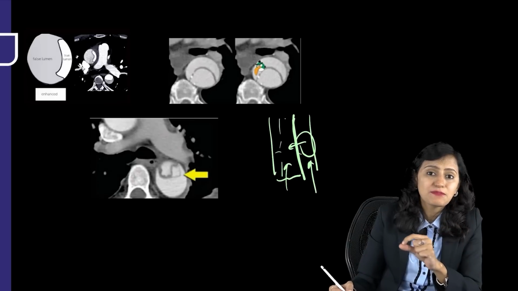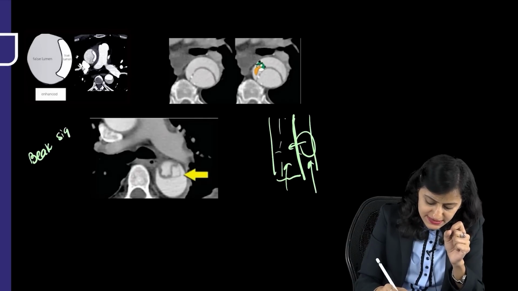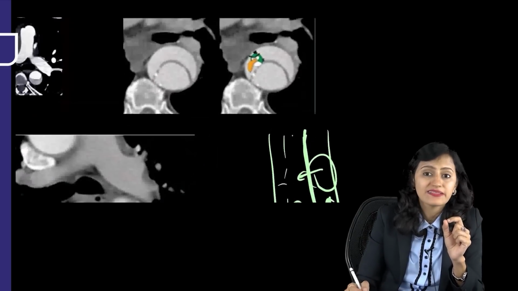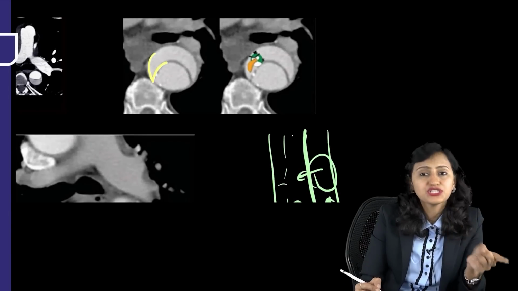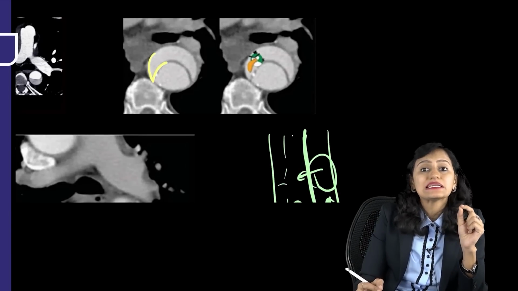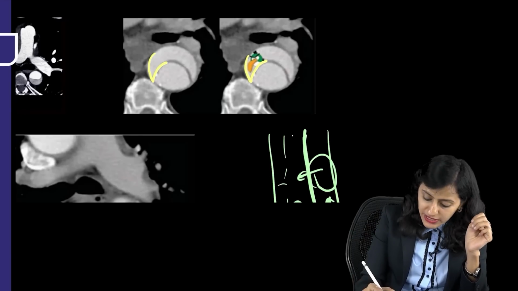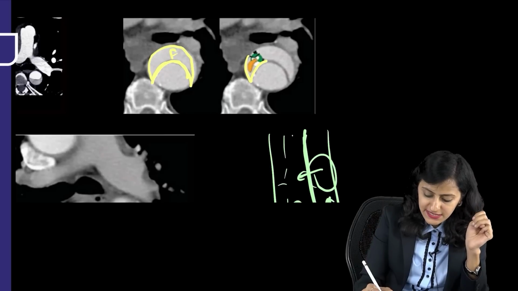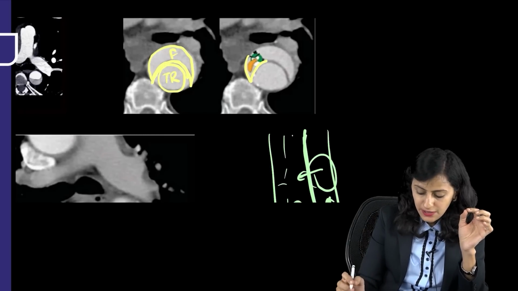And what are the signs that help us to identify the false lumen? One is the presence of the beak sign and the other is the cobweb sign. What is the beak sign? Look at this one. The false lumen forms this beak shape with the intimal flap, right? It's a beak shape, so it is crescent shaped. The false lumen is crescent shaped and the true lumen is generally round. Okay, the true lumen is round.